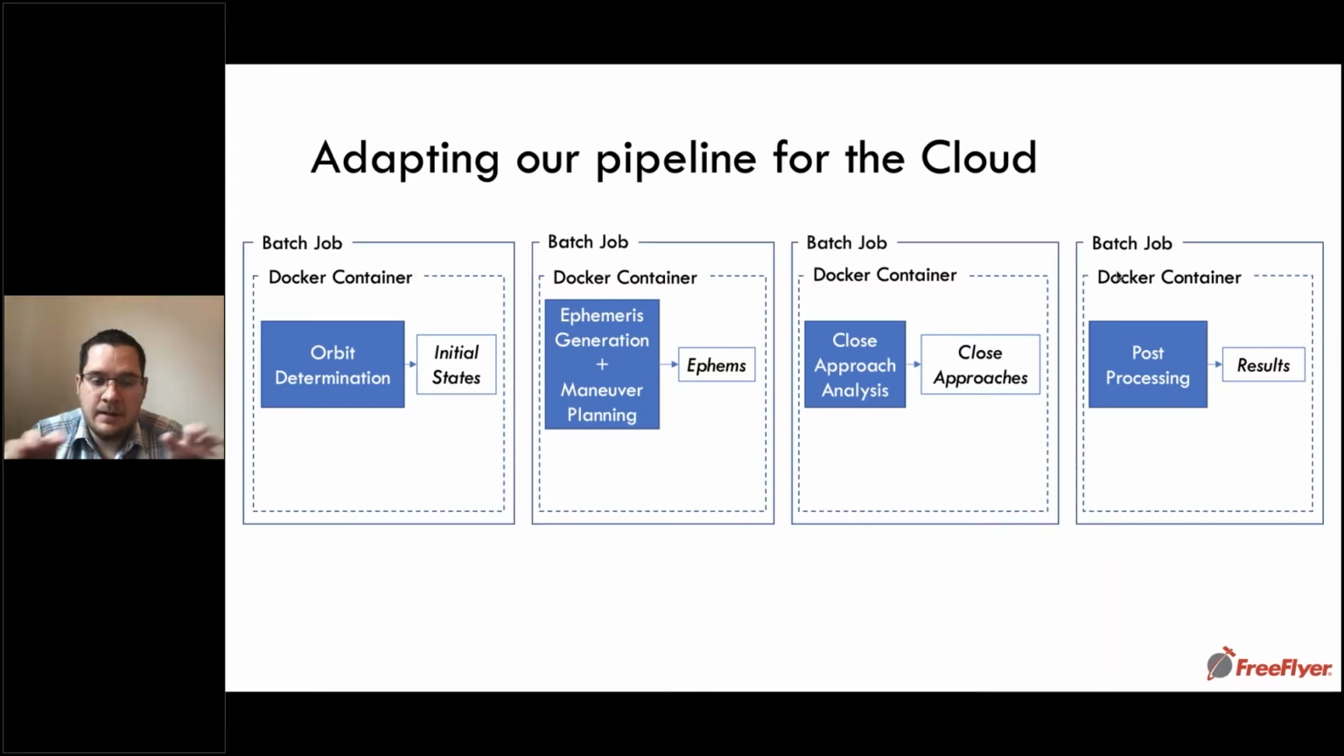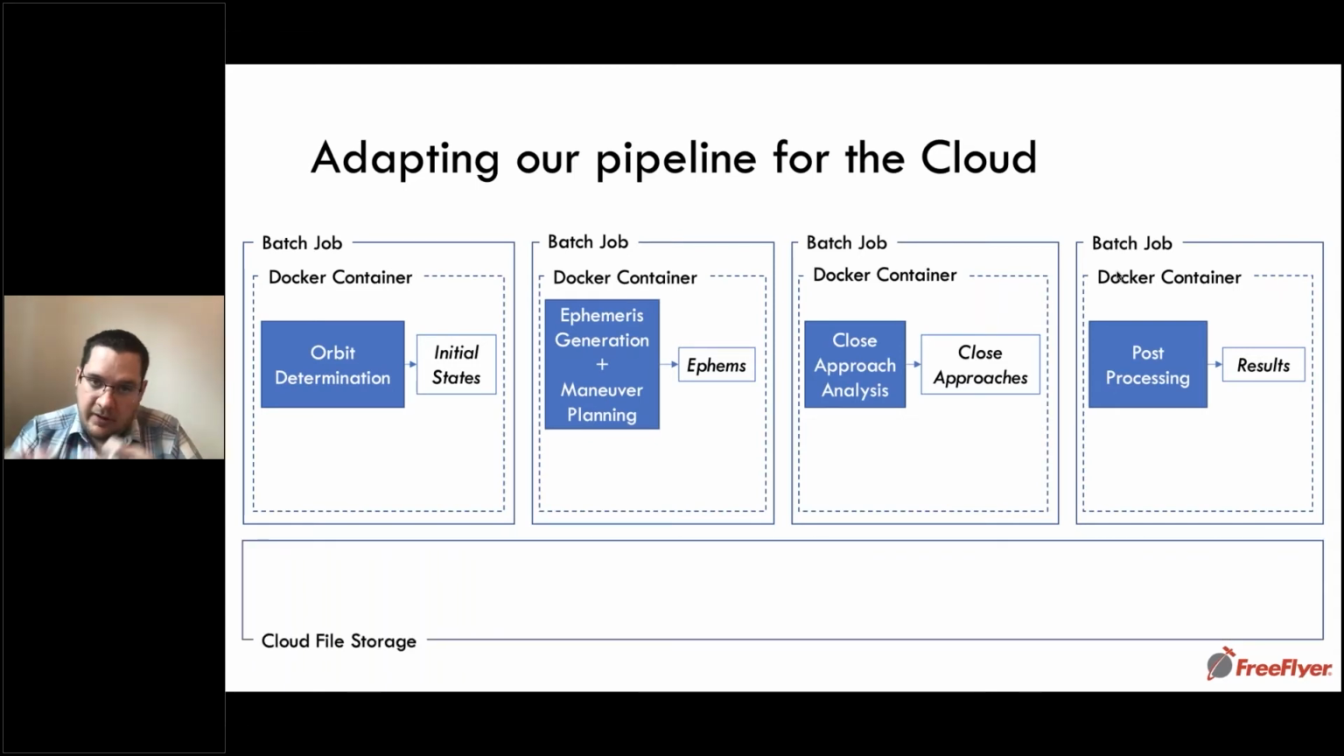The next step is to take these Docker containers and wrap them within a batch job. This allows us to run these containers in sequential order. If one job fails, then the other jobs won't run. We get logging, we get resource management. The next step is to start bringing in cloud file storage. As I mentioned, we're going to be using S3 to store intermediate data files.